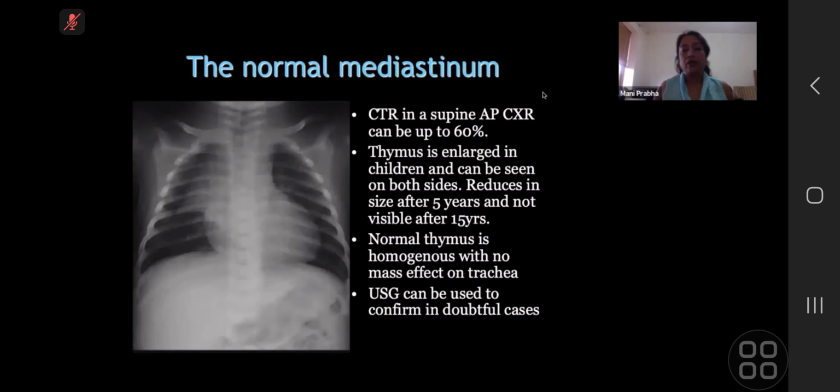CTR in supine, one minute, sorry. CTR in supine AP radiograph can be up to 60%.